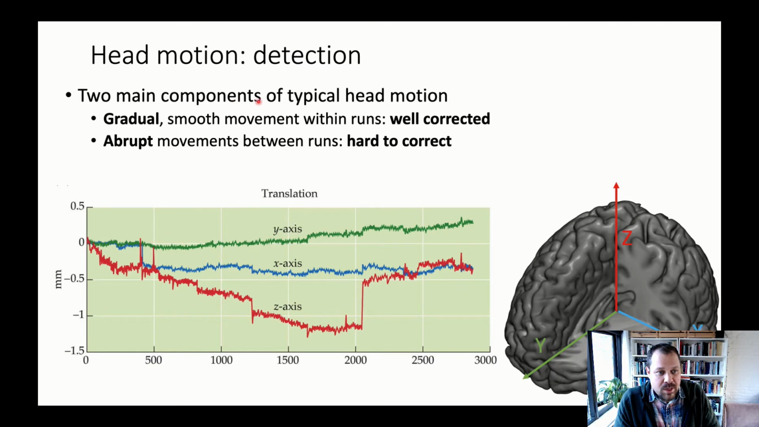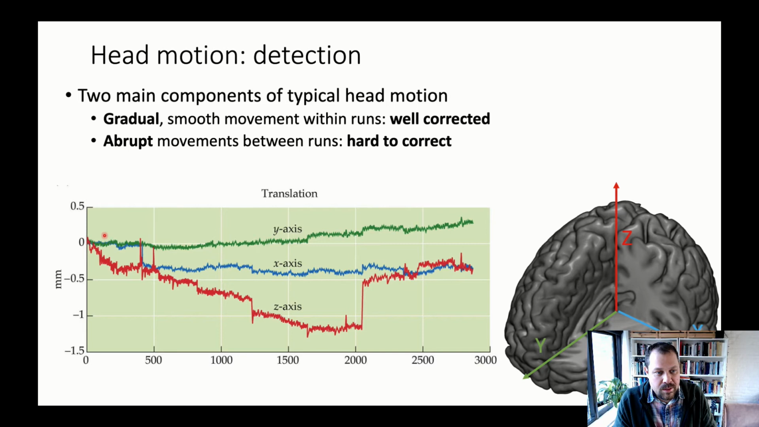And there are 2 types of typical head motion. Gradual, smooth movement within runs is typically well corrected, and you can see this here, for instance, on the y-axis. This is gradual movement. We don't have much problems in our algorithms to correct this, whereas abrupt movements like this one here are a bit harder to correct. But in this case, in the z-axis, this could actually be due to scanner drifts. So that is something we have to live with in some sense.